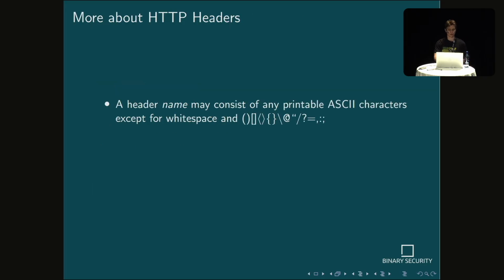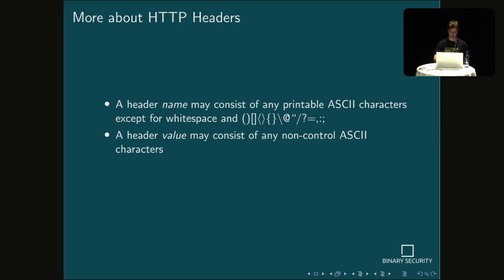OK, so with that out of the way, we do need to say a few more words about HTTP headers. So the header name, that's the thing before the colon, may consist of any printable ASCII character except for whitespace and the characters in this list here, like brackets and things. The value has slightly fewer restrictions, so it may basically be any non-control ASCII character.